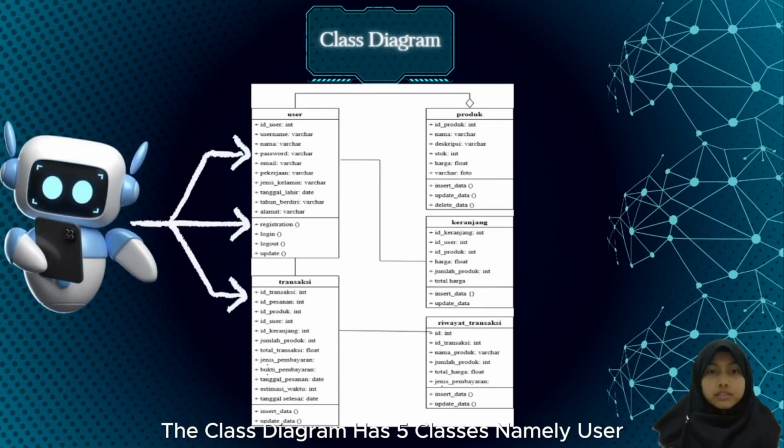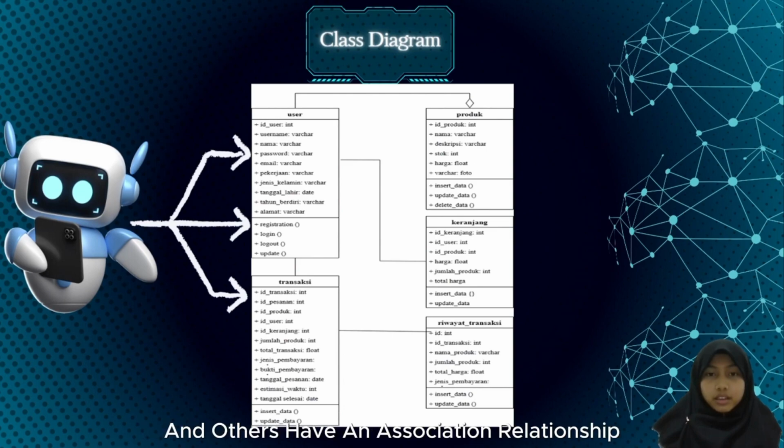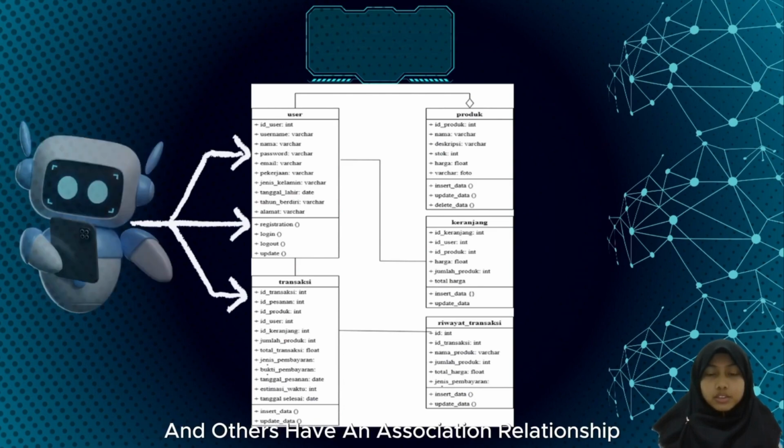The class diagram has 5 classes, namely user, product, cart, transaction, and transaction history. In the diagram, it has 3 components. There are top component, middle component, and the bottom component. For user and products, they are connected in aggregation, and others have an association relationship.